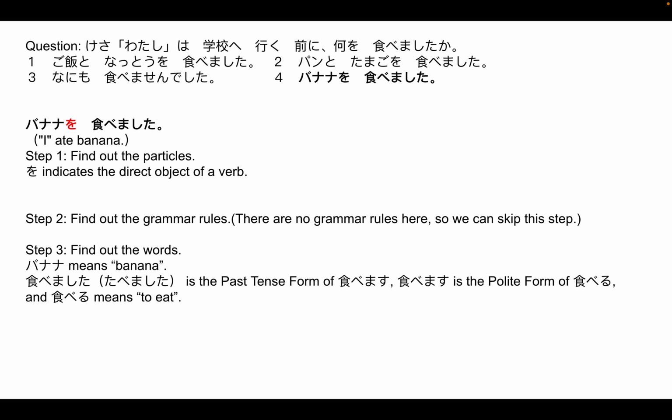バナナを食べました。I ate a banana. Wo indicates the direct object of a verb, and banana means banana. 食べました is the past tense form of 食べます。食べます is the polite form of 食べる, and 食べる means to eat.